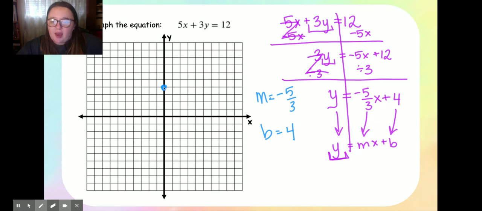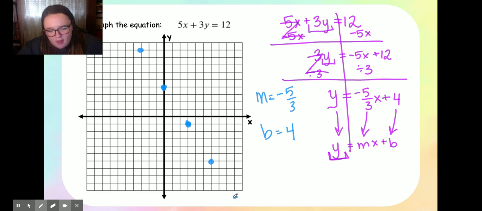We're going to rise 5. 1, 2, 3, 4, 5. But we're going to run to the left to create that negative slope. 1, 2, 3. Look at that. If I go the opposite direction, 1, 2, 3, 4, 5. 1, 2, 3. And then I keep going. I probably could fit one more point. 1, 2, 3, 4, 5. 1, 2, 3. I don't think I can fit any more.